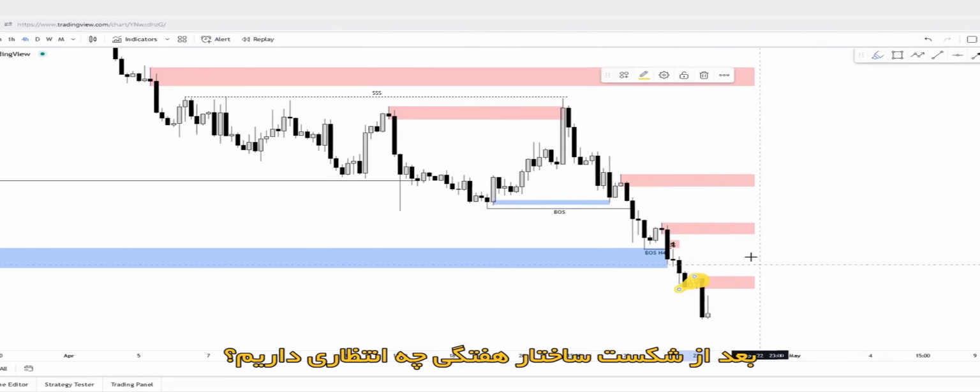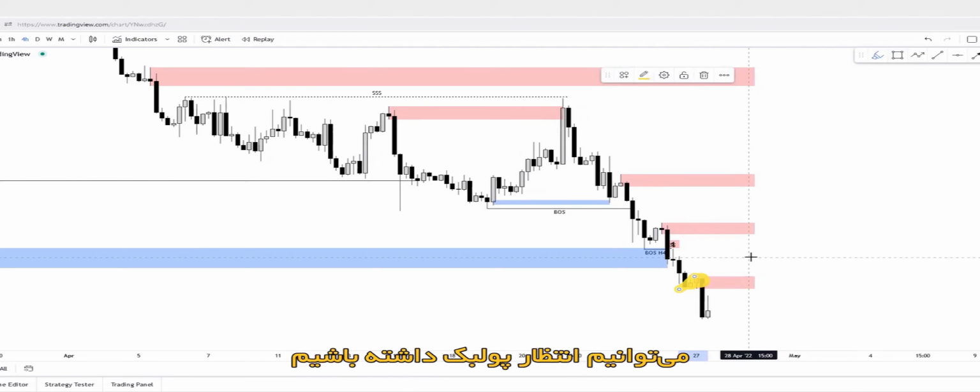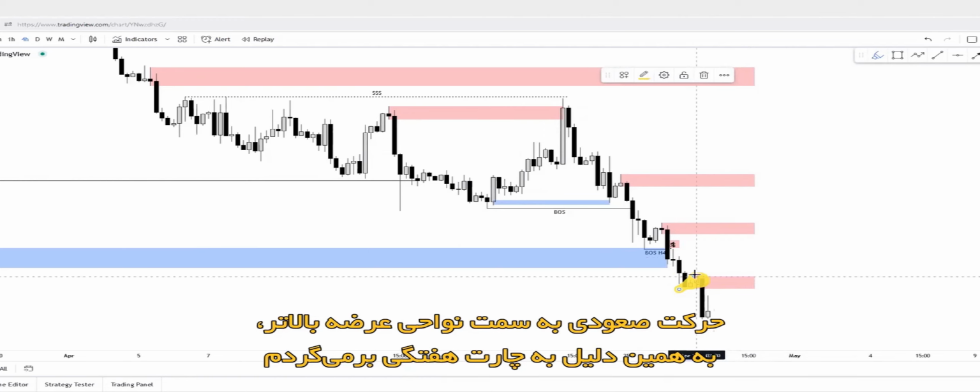What can we expect after a weekly breakout structure? If price breaks below a weekly structural point, what can we expect? We can expect an extreme pullback, right? I mean, not a pullback, an extreme up movement to some higher supply areas.